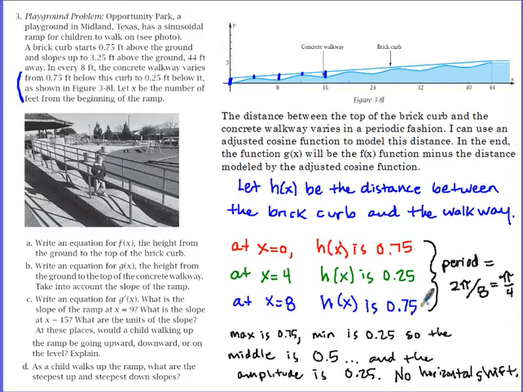So a couple of things of note here. Looking at, let me see if I can highlight this, these two values, those are going to be our two maximum distances between the brick curb and the concrete walkway. And I know that both of those are going to be 0.75 feet of distance. That's the two bigger vertical lines there. And then halfway between that, we wind up with the distance between the brick curb and the concrete walkway of 0.25 feet.